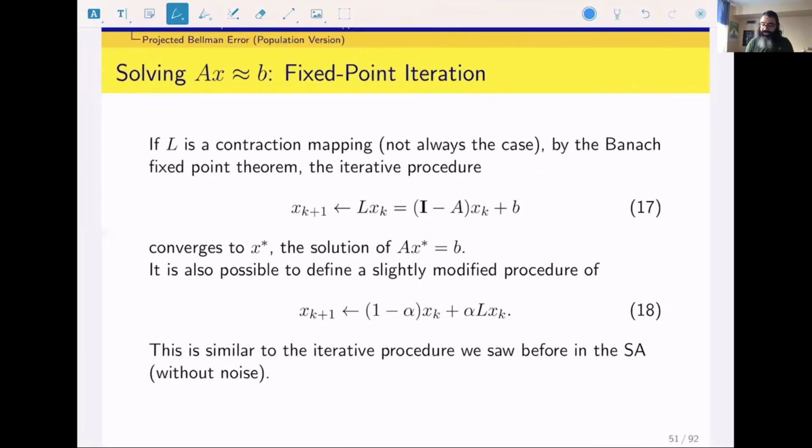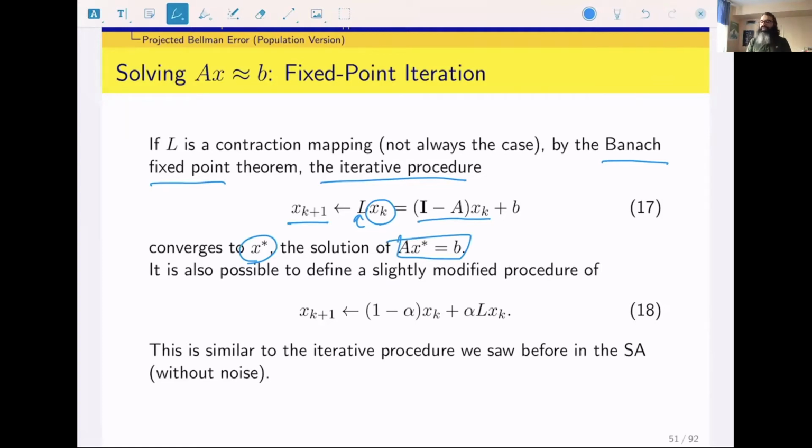And if L is a contraction mapping, which is not always the case, it depends on the property of, say, A, then by the Banach fixed point theorem, which we have seen several times already, the iterative procedure that looks like this converges to x star. So how does it look? We basically take xk, apply the operator L, not the Bellman operator here, just operator L, to get xk plus 1. In the form of A, it would be (I minus A) times xk plus b. If it converges, it converges to the solution x star.